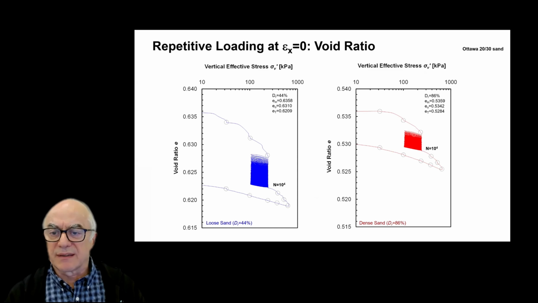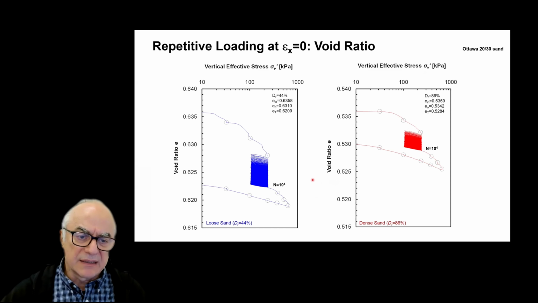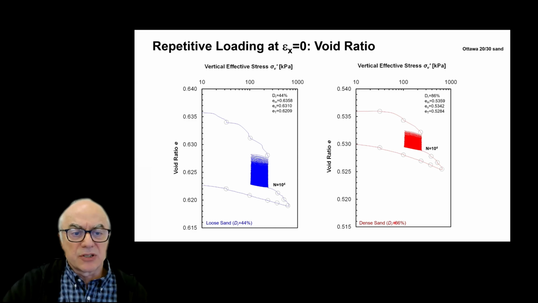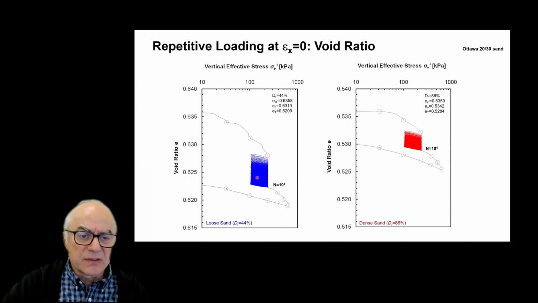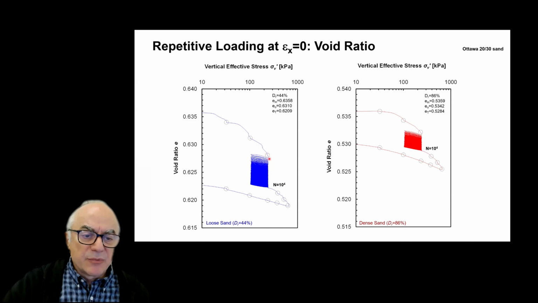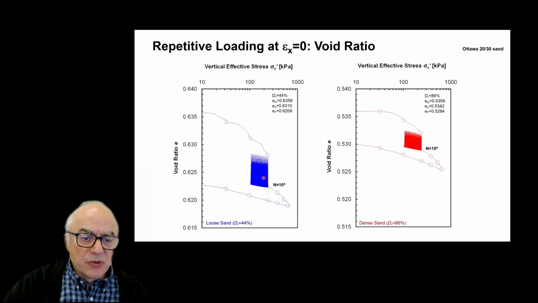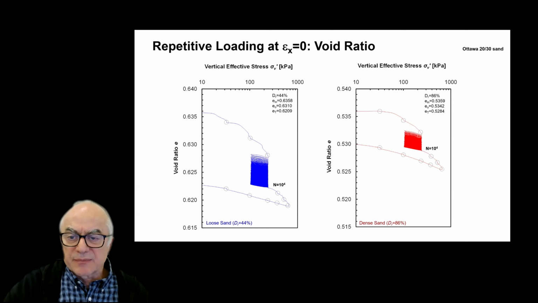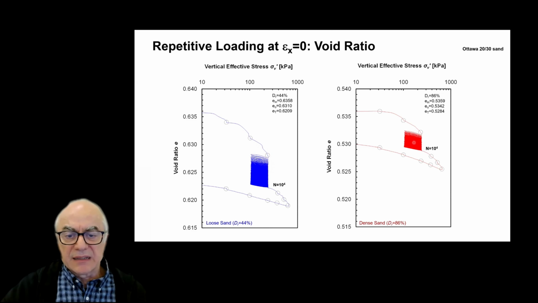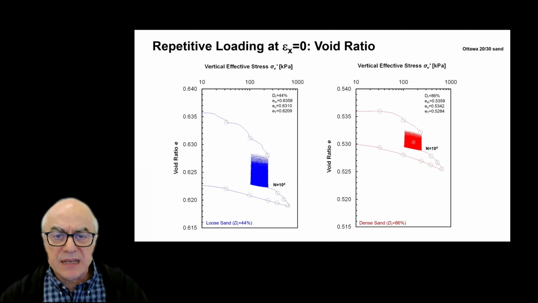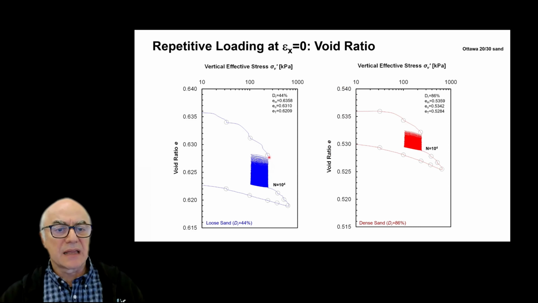This is Ottawa 20-30 sand. This is the most classical sand in geotechnical testing, and it's placed in an oedometer both under loose and dense conditions. We do the monotonic loading, and then we start doing 10,000 cycles. Notice that there is a maximum stress, and then there is an oscillation of that stress, and these two parameters will be important. As you can see, the specimen that was loose is contracting much more than the specimen that was dense. The range of the vertical scale is the same in both cases. However, we have shifted the axis because one is dense and the other one is loose.